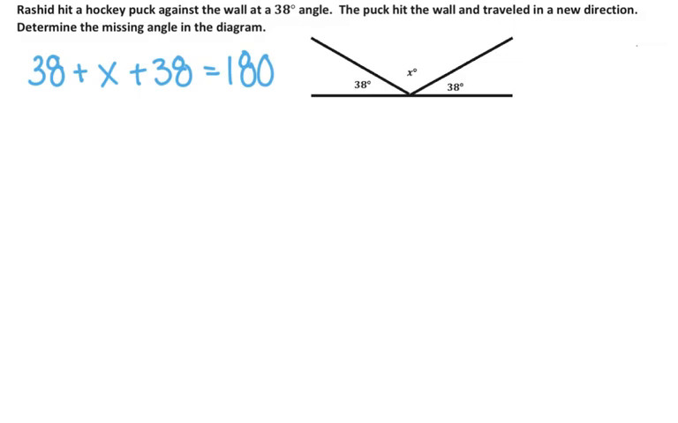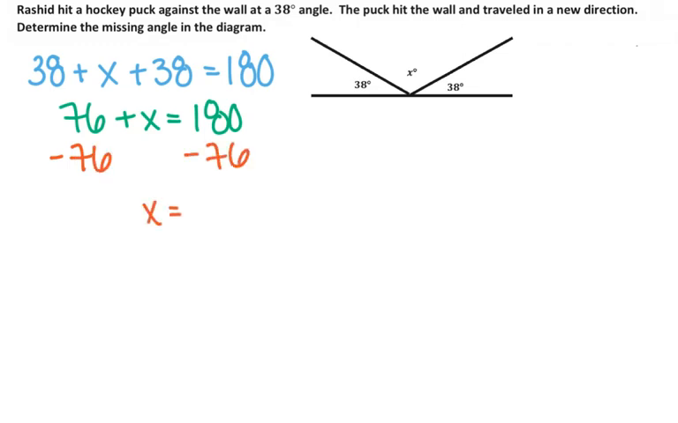We can add both of the 38s together to get 76. So we'll have 76 plus x is equal to 180. Subtract 76 from both sides. So x is equal to 104. So our missing angle is 104 degrees.